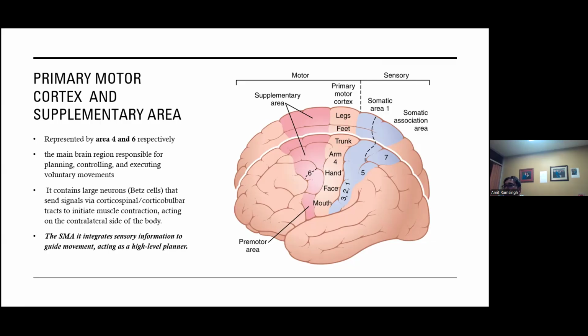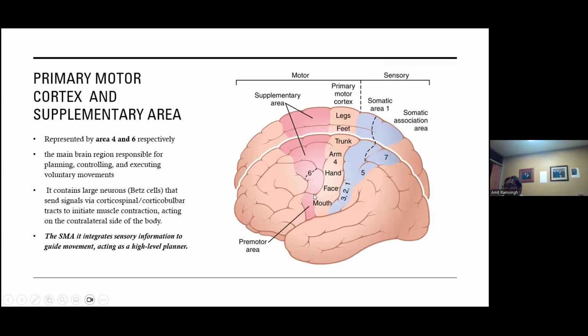It's the main brain region responsible for planning, controlling, and executing voluntary movements. It contains the largest population of pyramidal Betz cells, which send signals via the corticospinal and corticobulbar tracts to initiate muscle contraction on the contralateral side of the body. The supplementary motor area aids in integrating sensory information to guide movement, acting as a high-level planning area, basically. So as we could note here, we have this organization.